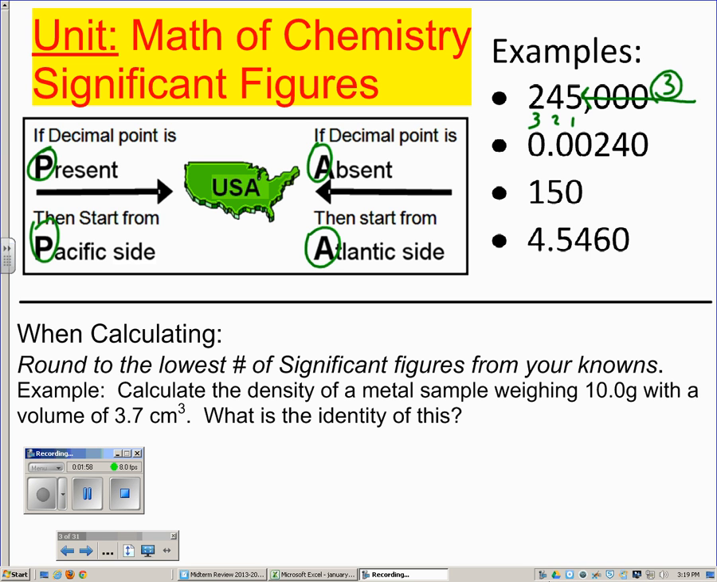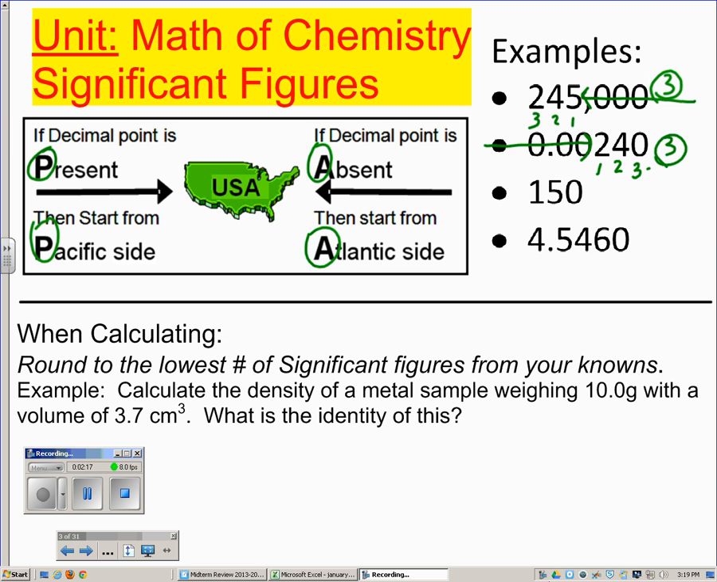In this second example, there is a decimal present. So we go to the Pacific side. We go in until we find a number that's not a 0, and every number thereafter is significant. 1, 2, 3. All of them are significant. The 3 of them are significant again.